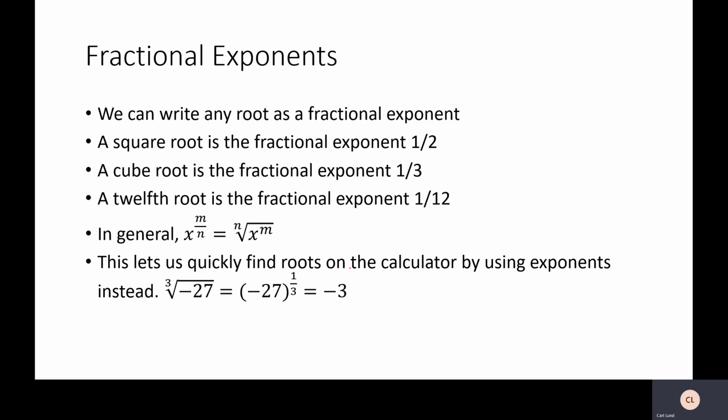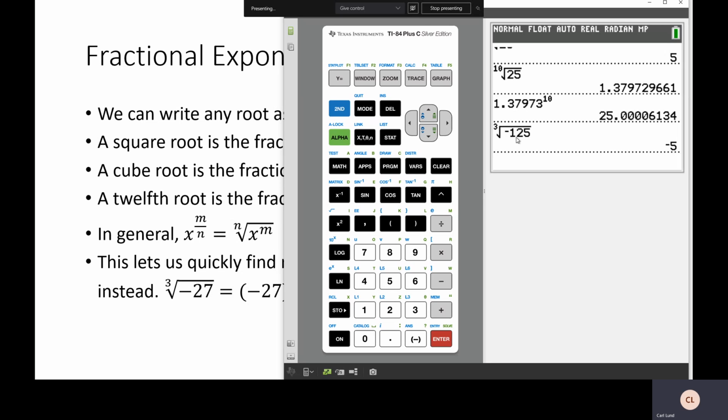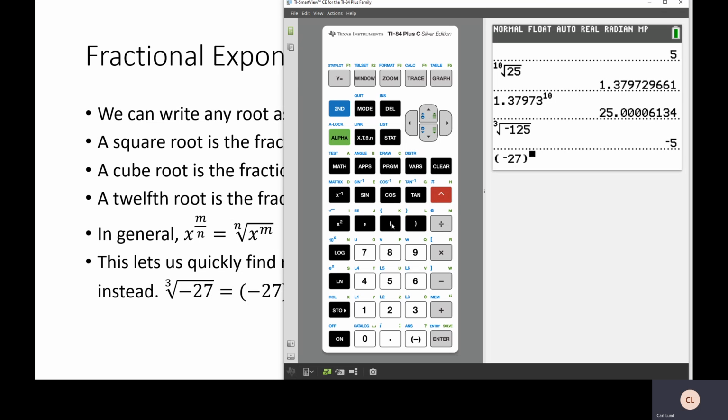One of the things this lets us do is really quickly find roots on the calculator by using exponents, including on calculators that don't have or are trickier to get to the xth root buttons. If I wanted to find the cube root of -27, I can just enter -27 in parentheses, because I need to include that negative sign with it, and then raise it to the 1/3 power.